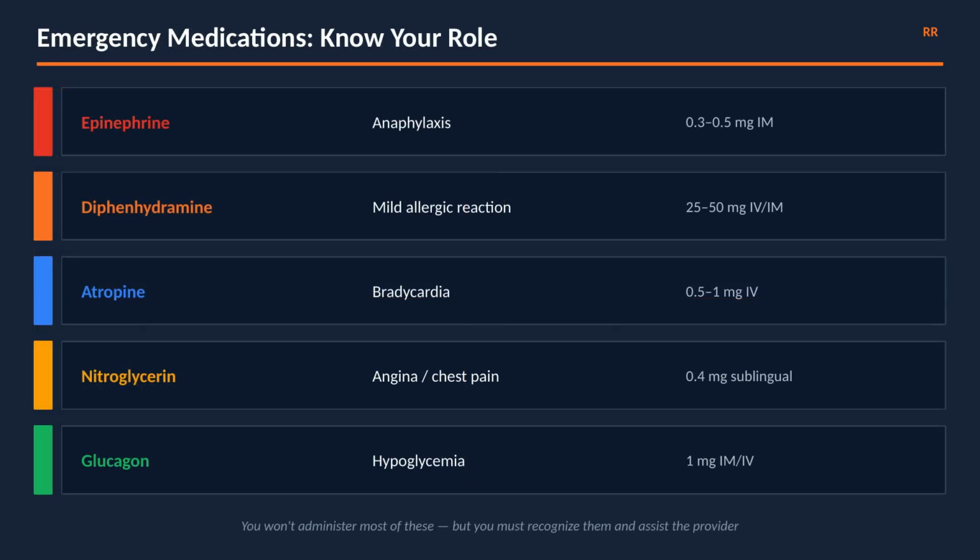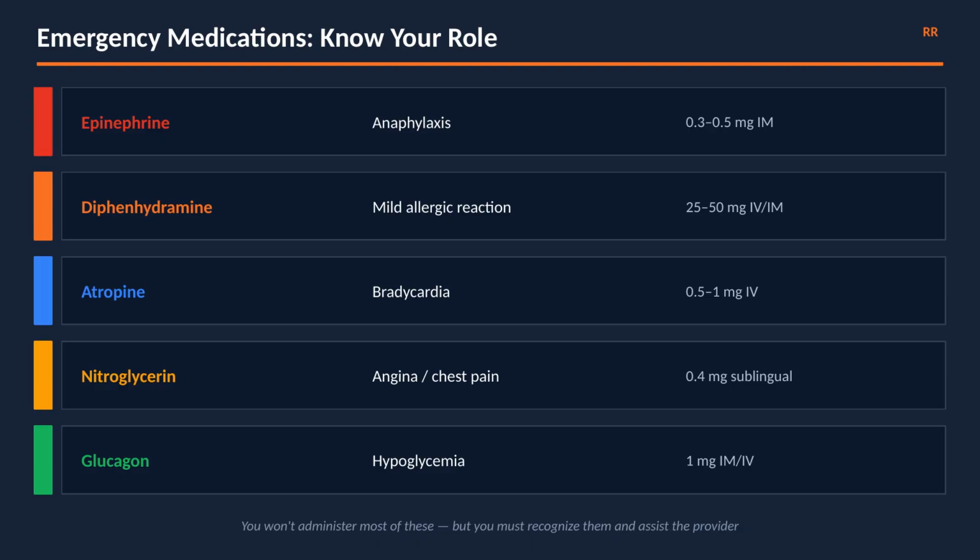2 diabetic emergencies you must distinguish. Hypoglycemia, low blood sugar, presents with diaphoresis, tremors, confusion, pallor, and rapid heart rate. The patient is often anxious and sweaty. If conscious and able to swallow, oral glucose. If not, call for help immediately. Do not give anything by mouth to an unconscious patient.